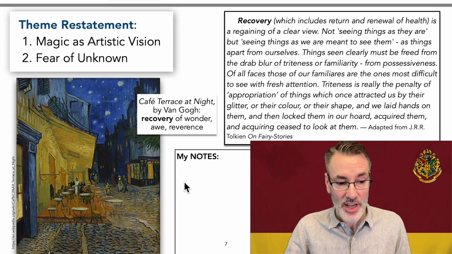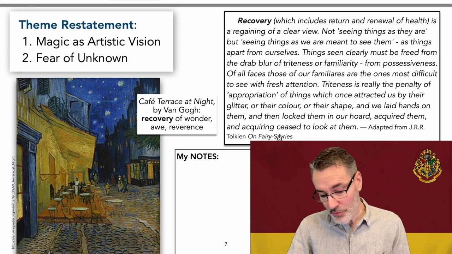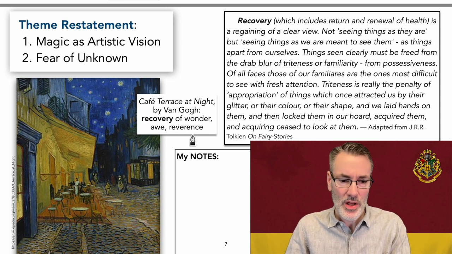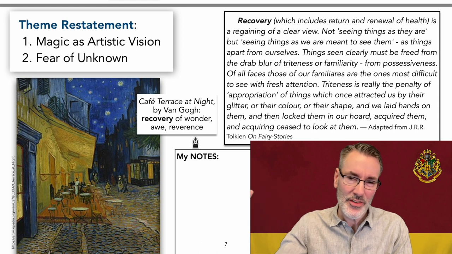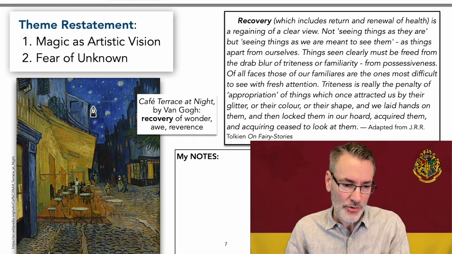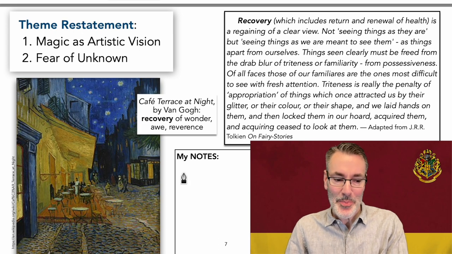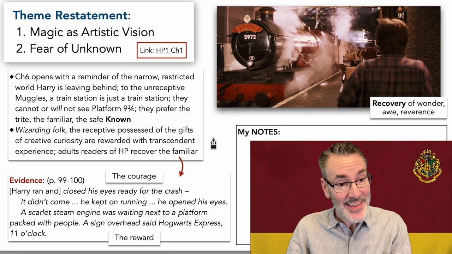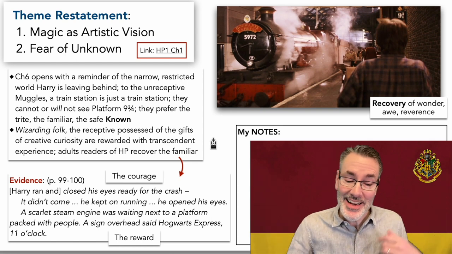And I've got a really nice statement here from Tolkien, actually, in his essay on fairy stories. He describes this perfectly. James Joyce talked about this as well in his essays on aesthetic arrest, why we are attracted to art. And Van Gogh certainly recaptures for us something that we see all the time and that has become mundane, and the artist elevates it above the mundane into something transcendent.